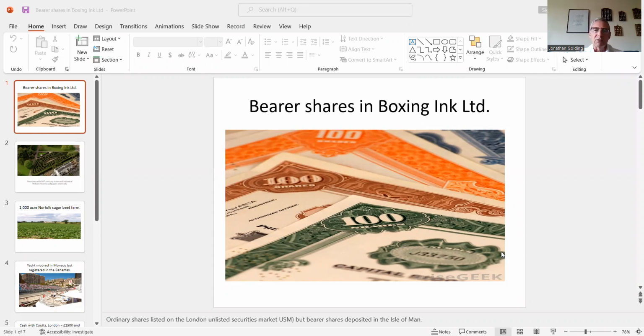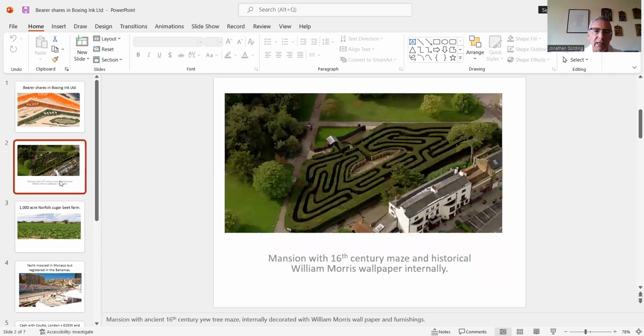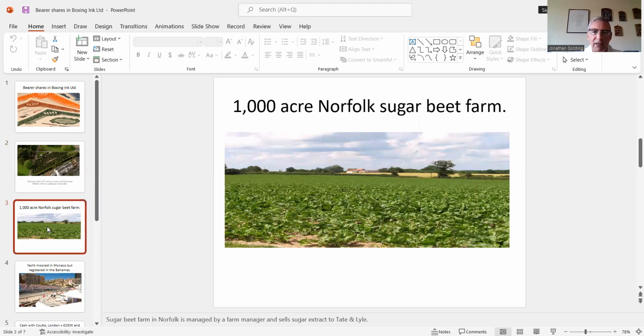And of course, as a UK domicile, he's taxed on his worldwide assets, of which he has plenty, and he wants to try and avoid that legally. So what he's done is he's moved to the Bahamas. So he's bought a property in the Bahamas, and he has bearer shares. He also has a property in the UK, an old manor house which he owns, and he also has a 1,000-acre Norfolk sugar beet farm, which produces sugar for one of the big sugar producers.